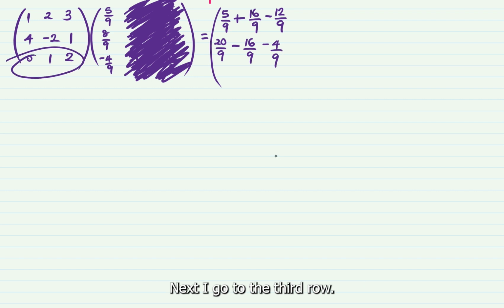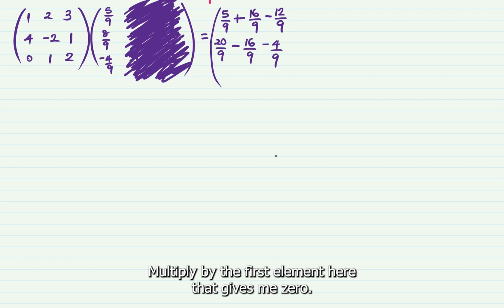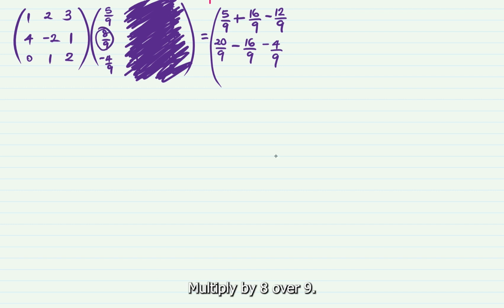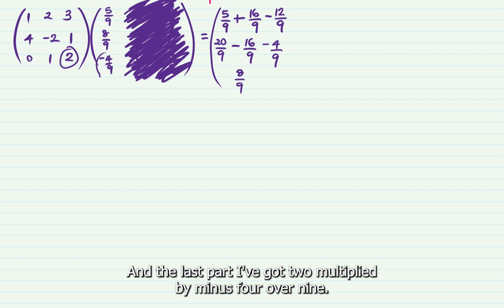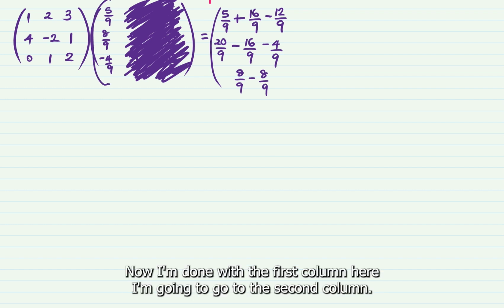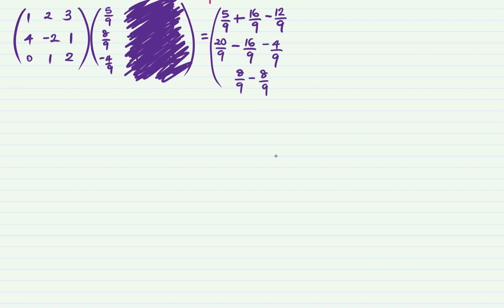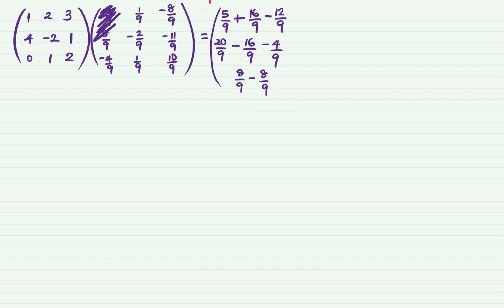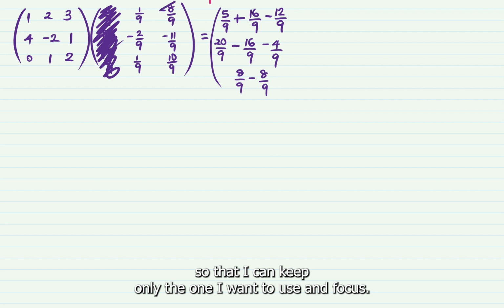Next I go to the third row. So I've got 0 multiplied by the first element here. That gives me 0. Don't need to write anything down. I've got 1 multiplied by 8/9. That gives me 8/9. And the last part I've got to multiply by -4/9, and that gives me -8/9. Alright, now I'm done with the first column here. I'm going to go to the second column, and then I will clean up the first column and the last one so that I can keep only the one I want to use in focus.